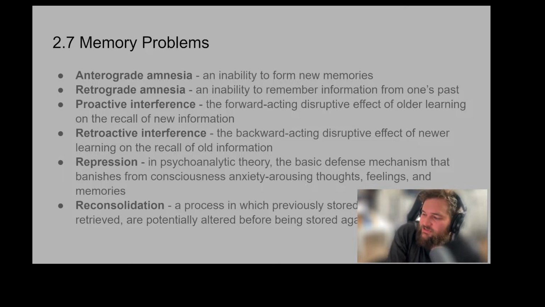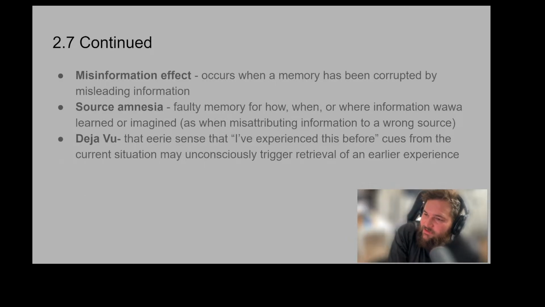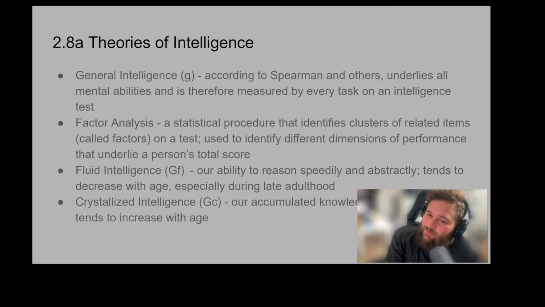Reconsolidation is a process in which previously stored memories, when retrieved, are potentially altered before being stored again. Misinformation effect occurs when a memory has been corrupted by misleading information. Like Elizabeth Loftus did a study on this. That might be the person you need to know. Source amnesia is forgetting where a memory came from. Deja vu feels like you've seen it before, but not the I-knew-it-all-along phenomenon. It's a different thing. General intelligence is little g.